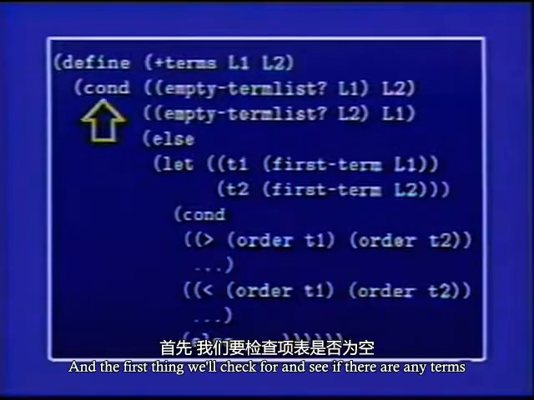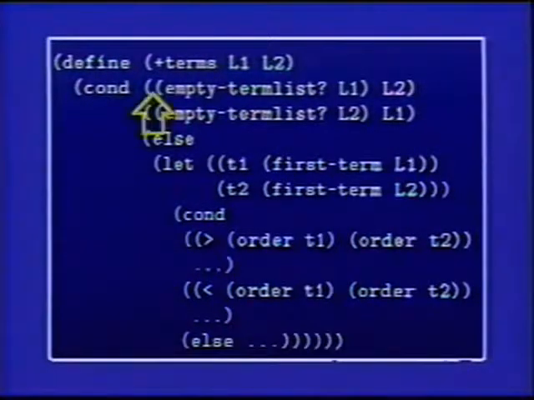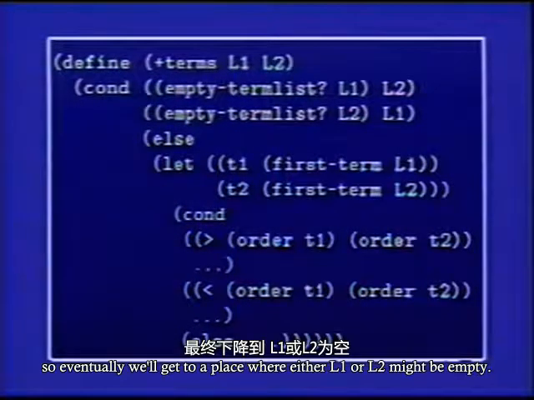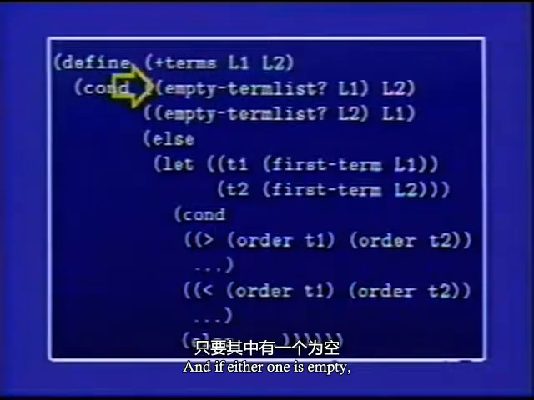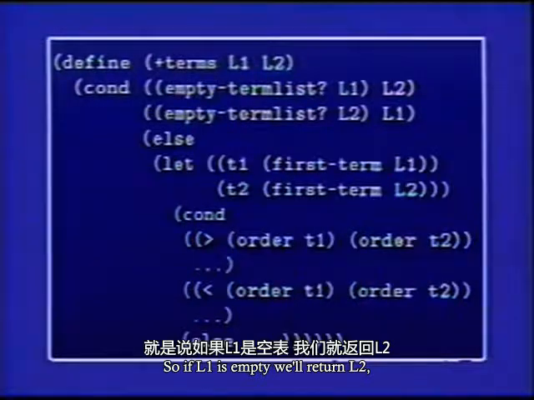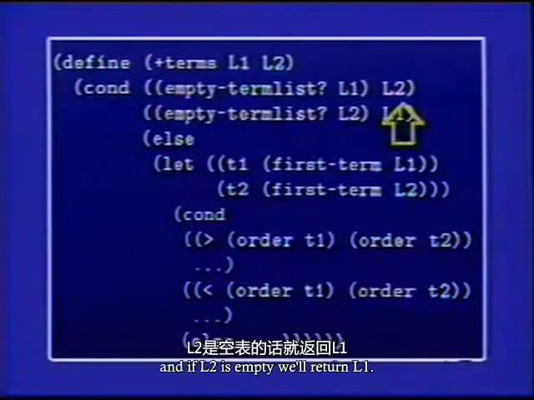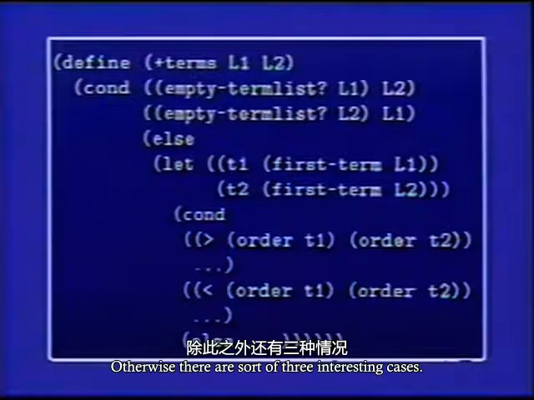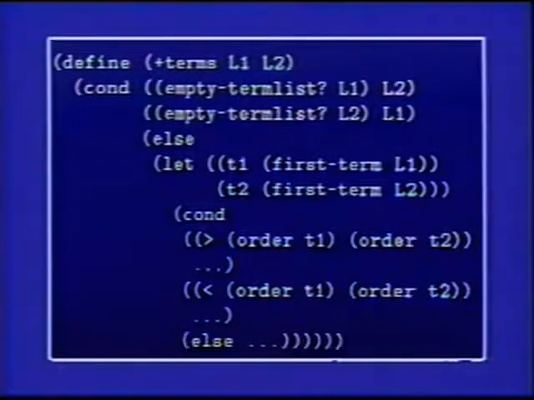And the first thing we'll check for is whether there are any terms. We're going to recursively work down these term lists. So eventually we'll get to a place where either L1 or L2 might be empty, and if either one is empty, our answer will be the other one. So if L1 is empty, we'll return L2, and if L2 is empty, we'll return L1. All right, otherwise, there are sort of three interesting cases.